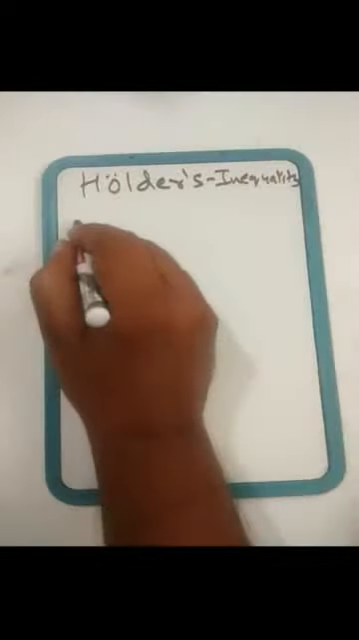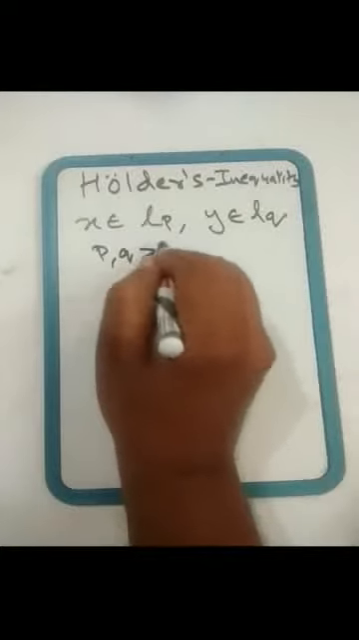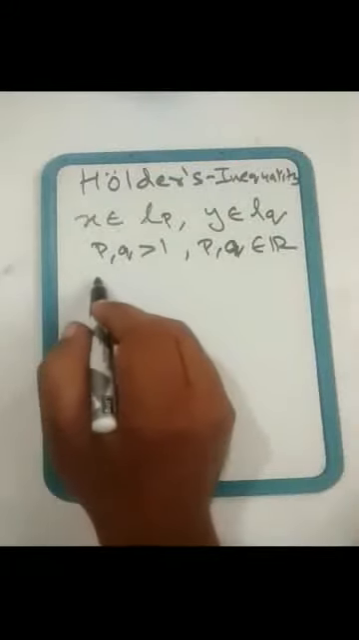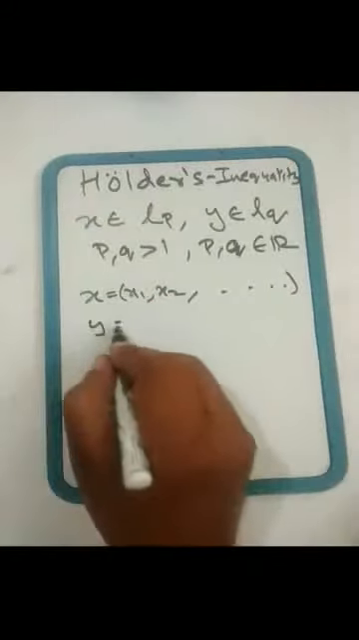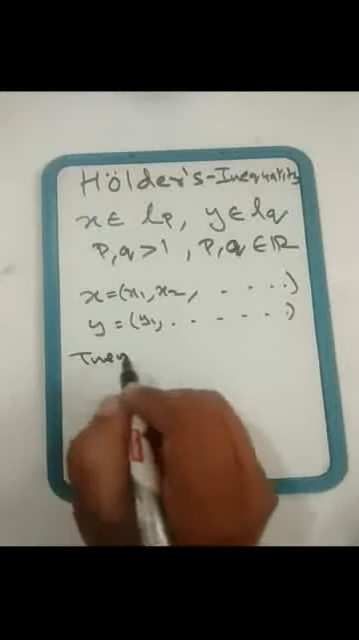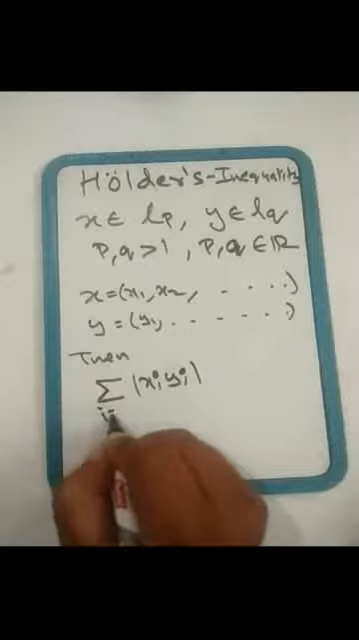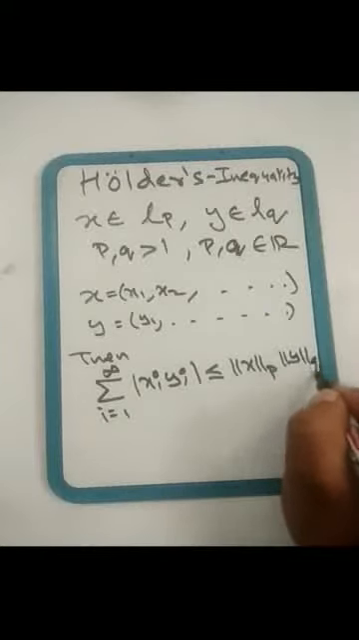Hölder's inequality says that if x belongs to l^p and y belongs to l^q, with p and q real numbers strictly greater than 1, where x is an infinite tuple and y is an infinite tuple, then the claim is that the summation of mod xi yi is always less than or equal to the pth norm of x times the qth norm of y.